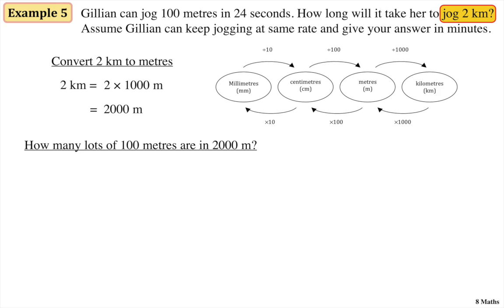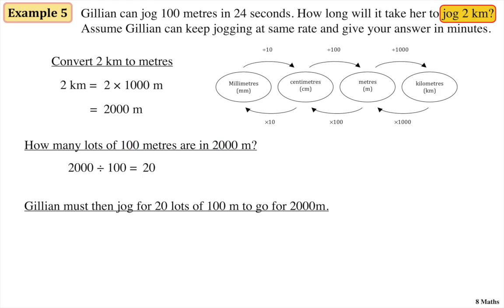That means how many lots of 100 metres, because we know that every time she jogs 100 metres, it takes her 24 seconds. How many lots of 100 metres are now in the 2,000 metres? Well, I can do that by just doing 2,000 divided by 100. So 2,000 divided by 100 is 20. So there are 20 lots of 100 metres to make up our 2,000 metres. So how long does it take for her to run her 20 lots of 100 metres? It'll be 20 times 24 seconds, which is 480 seconds.